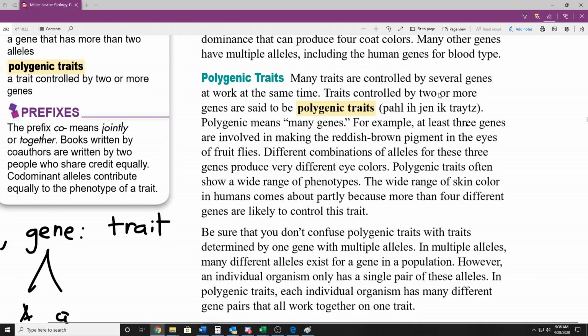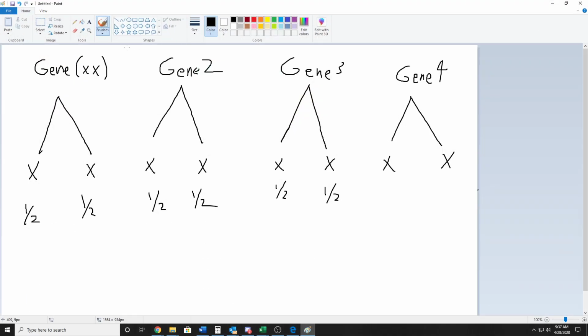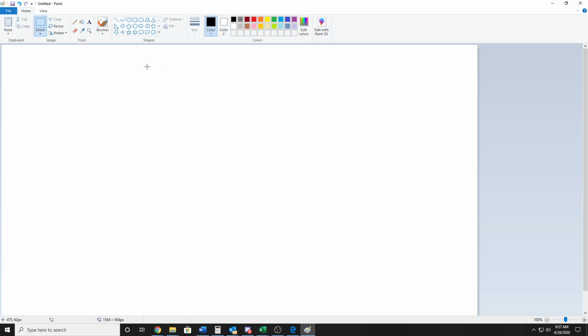Okay. Let me go back and explain multiple alleles and polygenic traits. I'll do another paint diagram. I have to start from scratch. Okay, so you have a trait, right? Let's go ahead and just write out trait here. Now, a trait is controlled by a gene or genes, okay? So I'm just going to do a single gene here. I'll put a gene right there. You have a gene that controls a trait, okay? And the gene is itself controlled by 2 alleles.